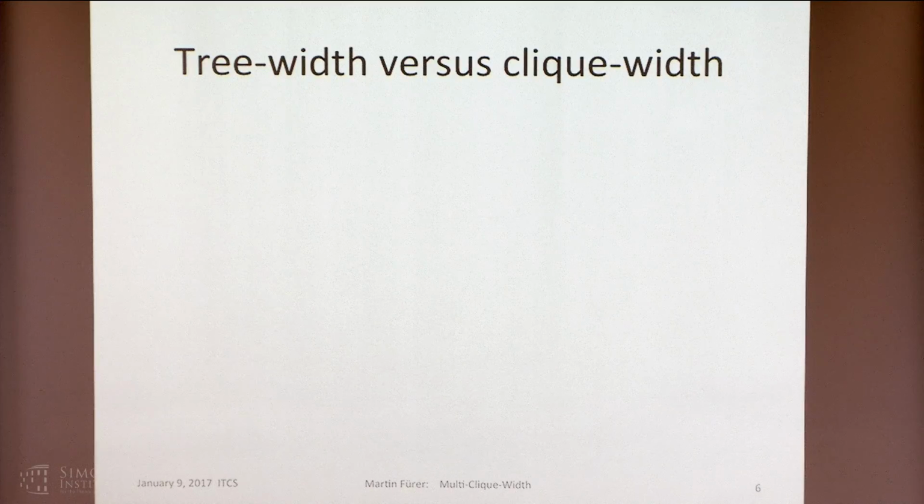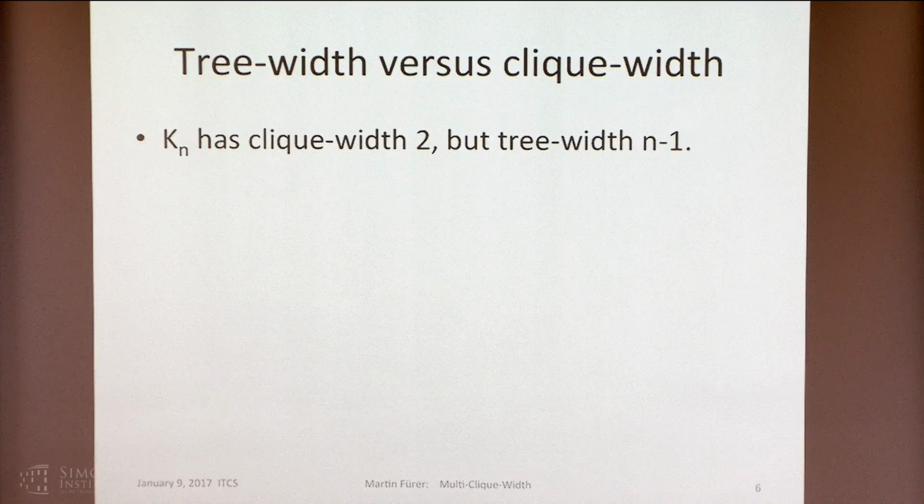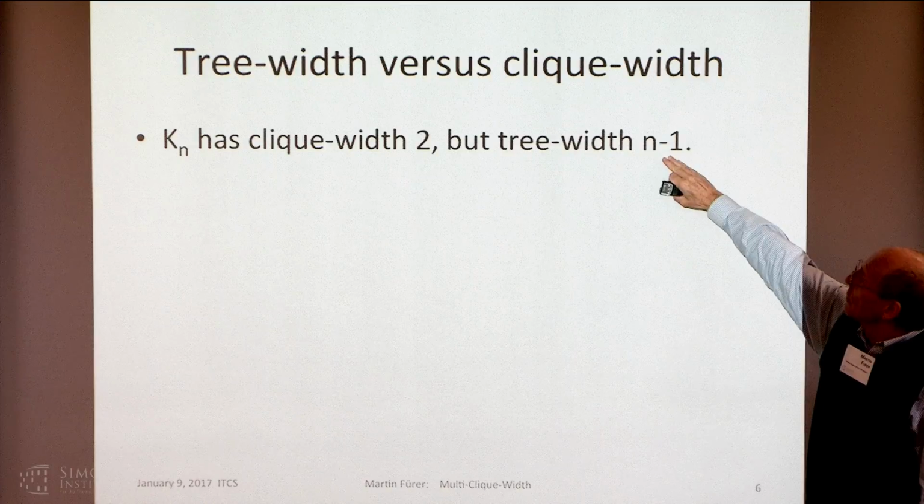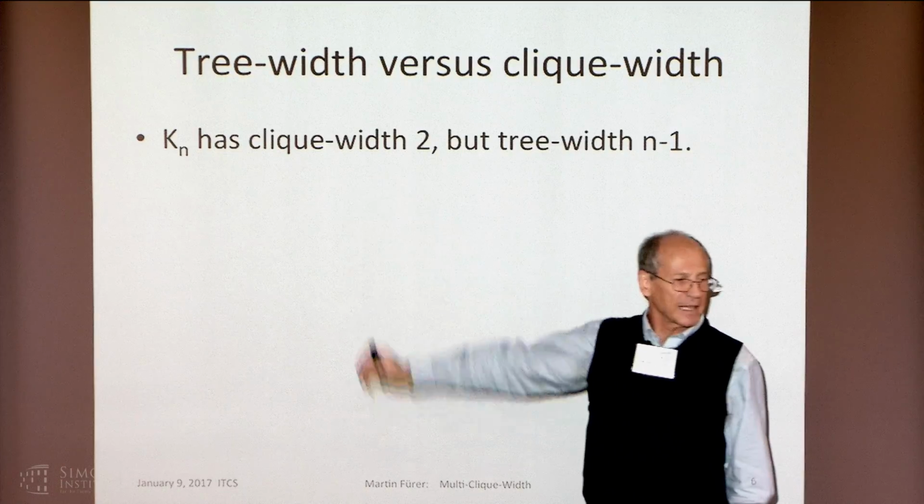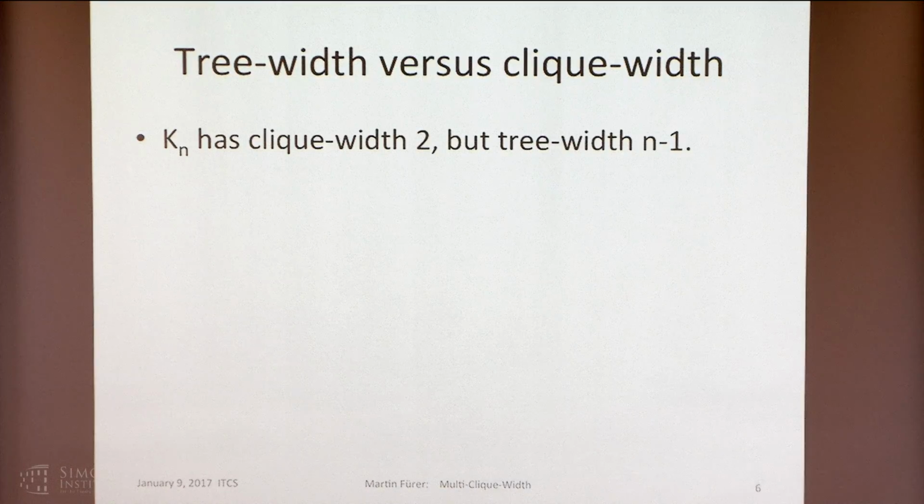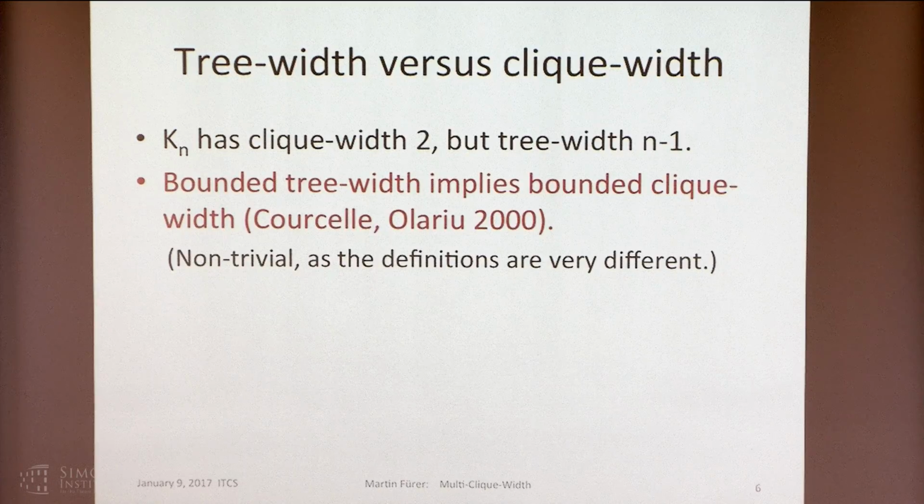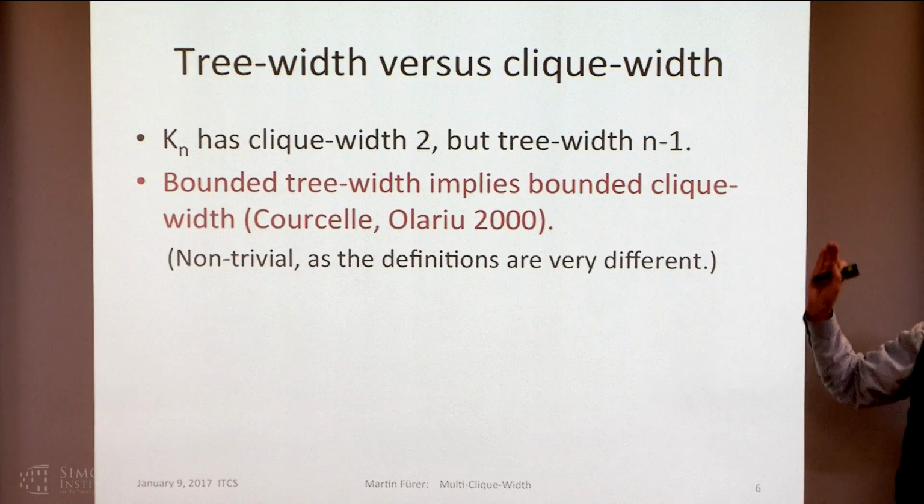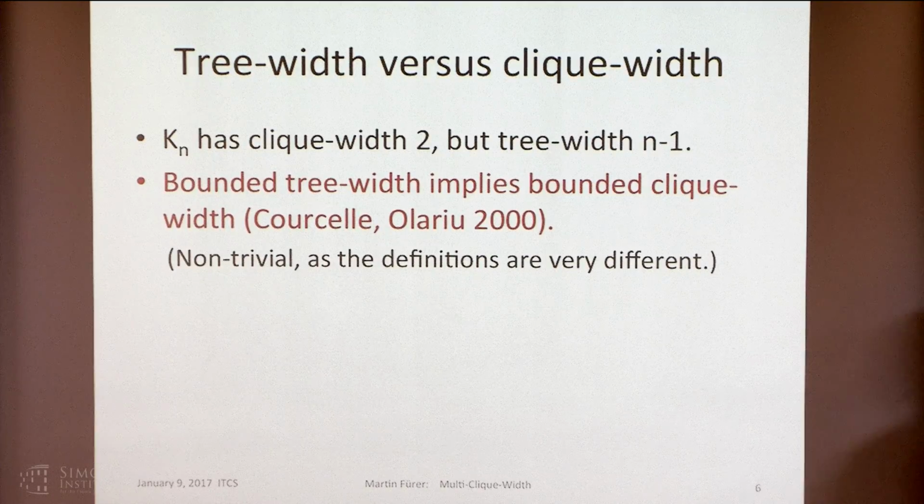So I said before, tree-width and clique-width are somewhat related. Tree-width can be very big, even if the clique-width is small. A complete graph is the extreme example: clique-width is just 2, tree-width is n minus 1. But in the other direction, bounded tree-width implies bounded clique-width.